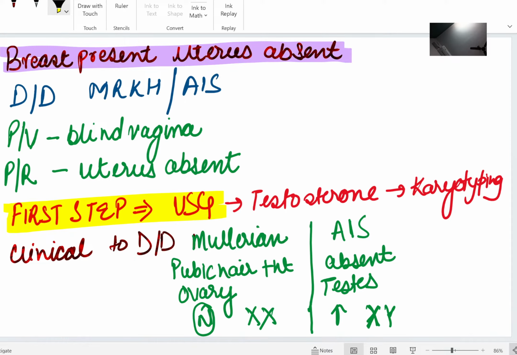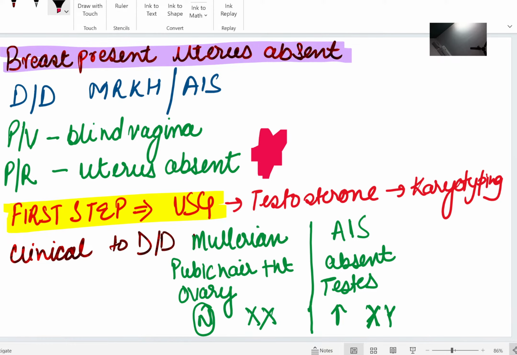What is the first step? This is very frequently asked in FMGE. A patient comes to you with the breast present, the uterus absent. You did PV and you find that there is a blind vagina. Karyotype is usually the last step. What is the first step? Questions are asked quite frequently on the first step and last step.